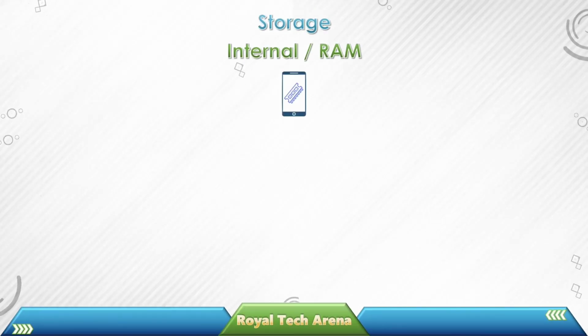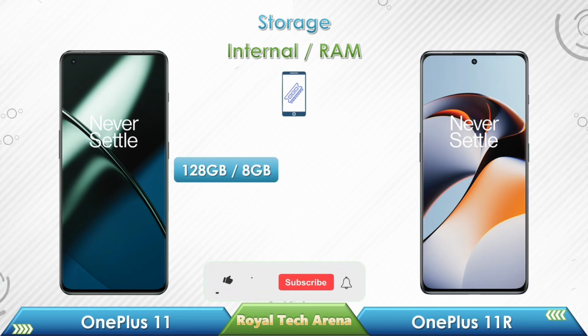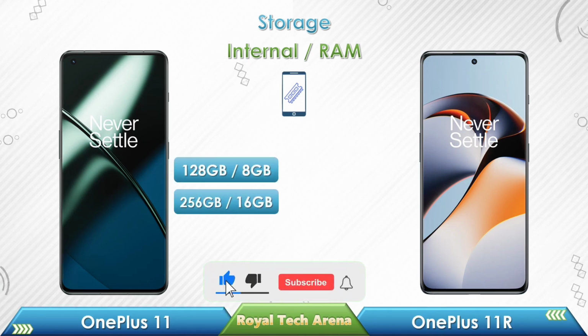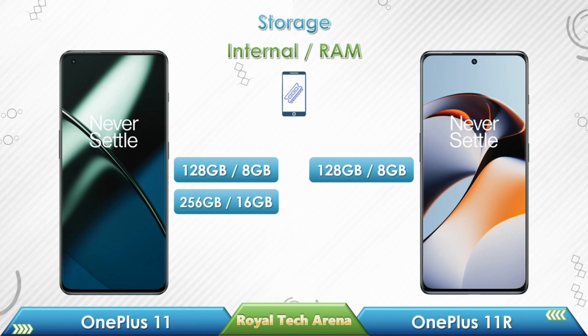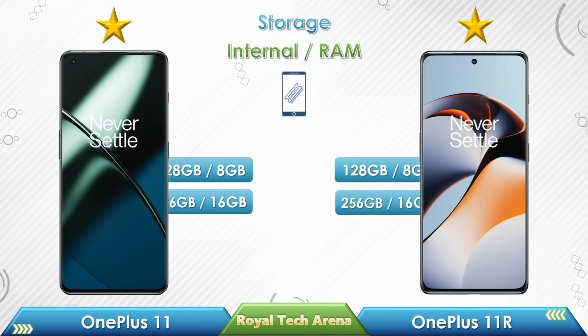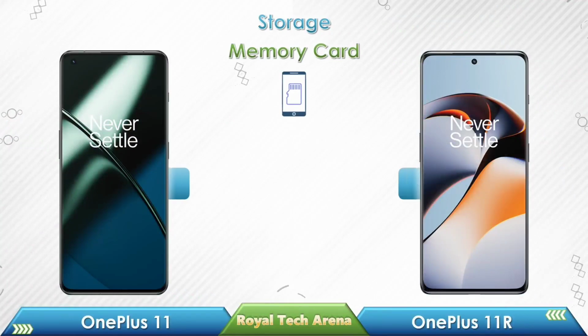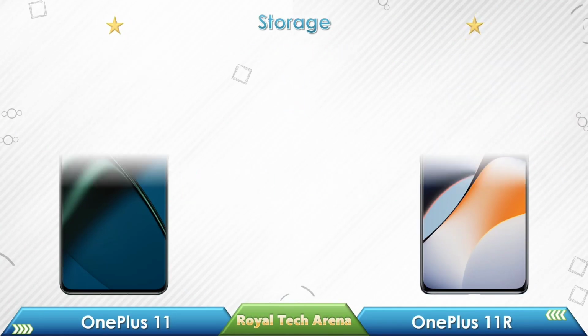OnePlus 11 comes in two variants, 8GB RAM with 128GB storage, and 16GB RAM with 256GB storage. And the OnePlus 11R also comes in two variants, 8GB RAM with 256GB storage, and 16GB RAM with 256GB storage. Both these phones do not come with the memory card slot.